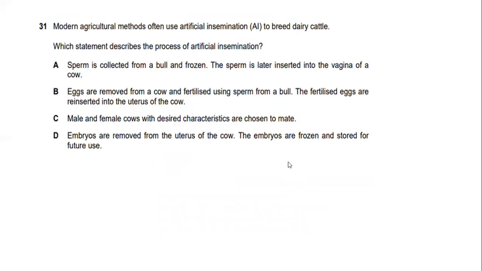31. Modern agriculture methods often use artificial insemination, AI, to breed dairy cattle. Which statement describes the process of artificial insemination? So, among the 4, the first one, A, is the most suitable. Sperm is collected from a bull and frozen. The sperm is later inserted into the vagina of a cow. This is the method often used for artificial insemination, AI.